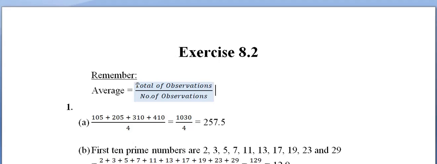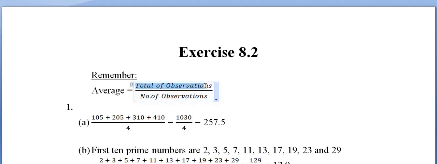If any person asks you, then you will write the total marks that you have obtained. So let us say you have obtained 800 marks, and the number of observations, that is the number of subjects that you have, is 8. So 800 divided by 8, that's your average. Whatever answer you get is your average. So it's very simple.